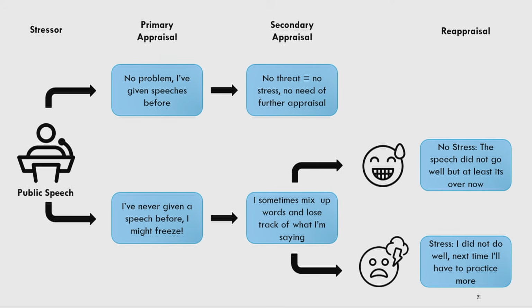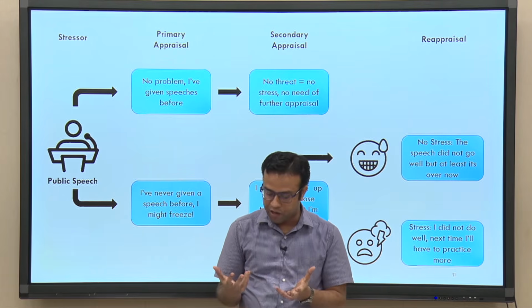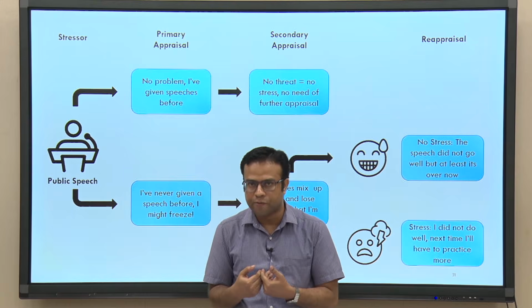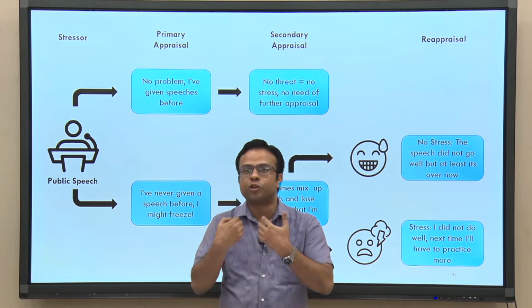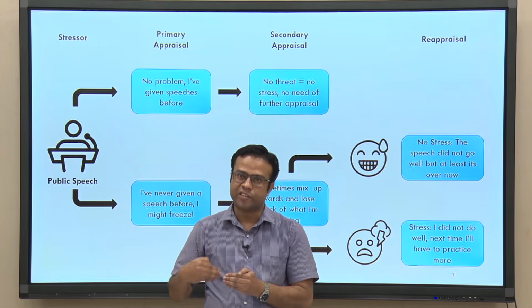In the first case, at the secondary level, you can say there is no threat because I have the necessary skills and the knowledge to talk about it. So, at the secondary level also there is no issue, and in that case there will not be much stress. However, in the second case, where you have interpreted it as a threatening event, at the secondary level you may interpret that I may mix up words and lose track, I am not skilled enough, I do not have the necessary skill to give a public speech. So, it is again likely to increase the stress.